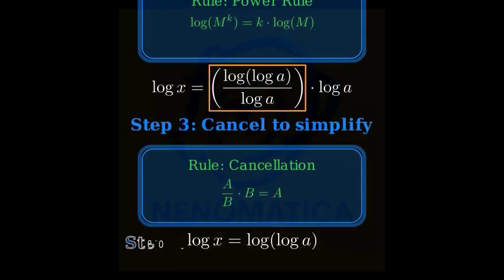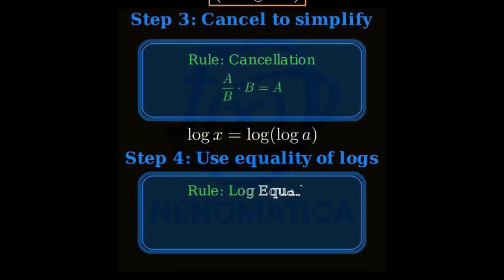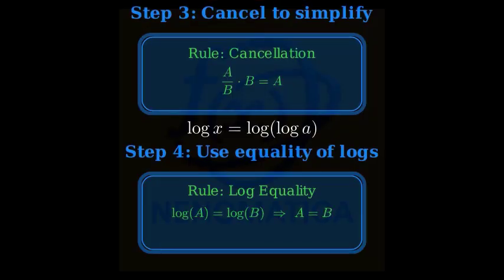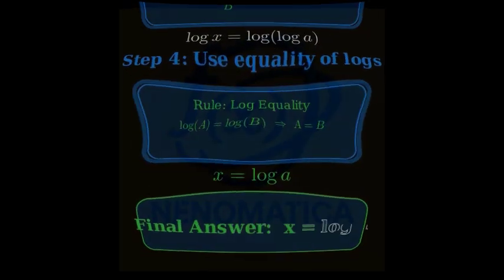Step 4. Remove the logarithms by equating their arguments. If log of a equals log of b, then a equals b, assuming equal bases and valid domains. Hence x equals log a. That is our final answer.